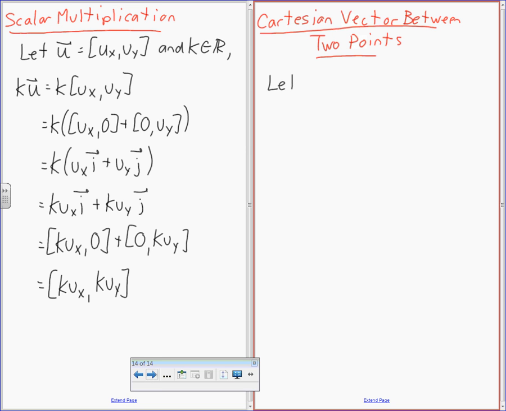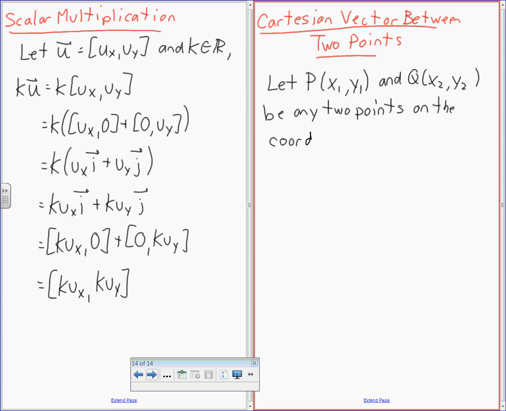We're going to say let P(x1, y1) and Q(x2, y2) be any two points on the coordinate plane. I'm going to draw a plane, which will be nice. I'm going to call this P and that Q. They can be any points on there. I'm also going to call the origin O.